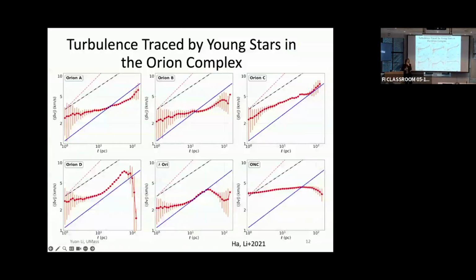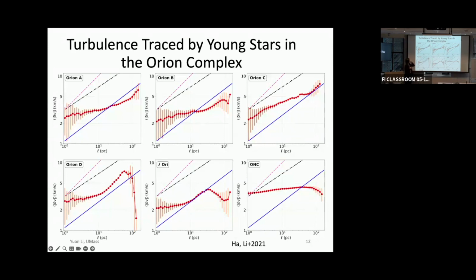And we computed the first order velocity structure functions of these stars. And what that is, it's basically a 2-point correlation function that measures the relation between mean velocity difference as a function of the pair separation. So it's basically the velocity size relation that I mentioned earlier that could directly translate to a power spectrum.